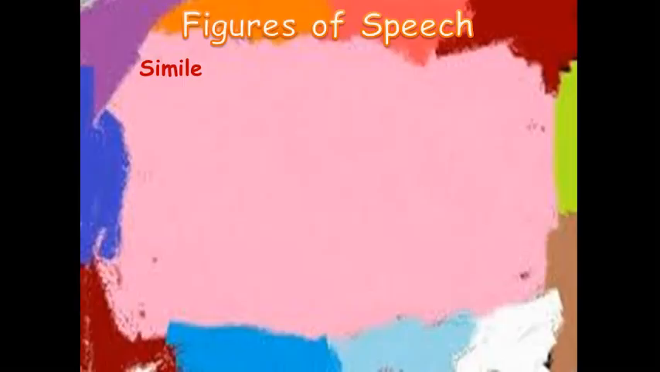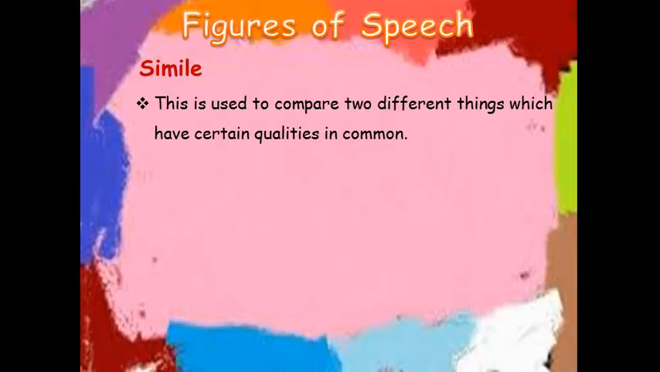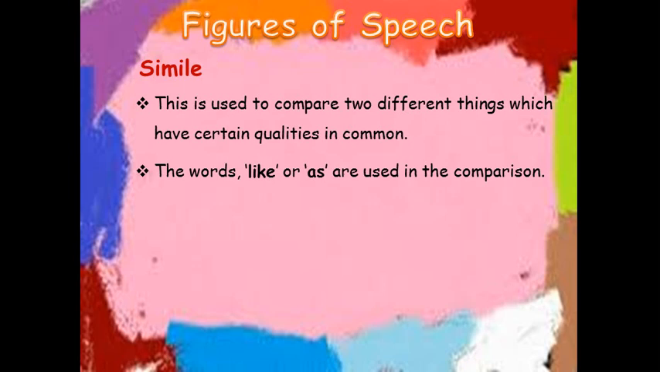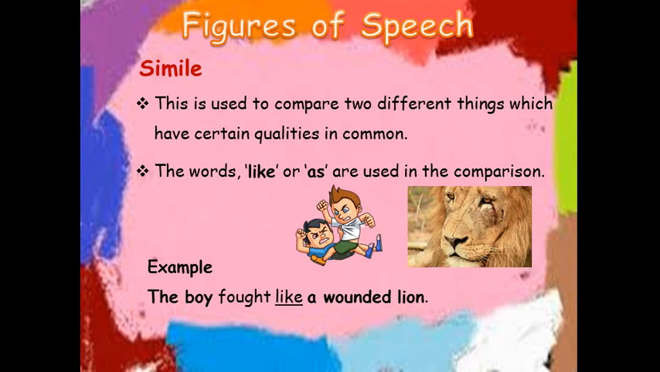Simile. This is used to compare two different things which have certain qualities in common. The words like or as are used in the comparison. For example, the boy fought like a wounded lion. Here, the boy is compared to a wounded lion in the way he fought.